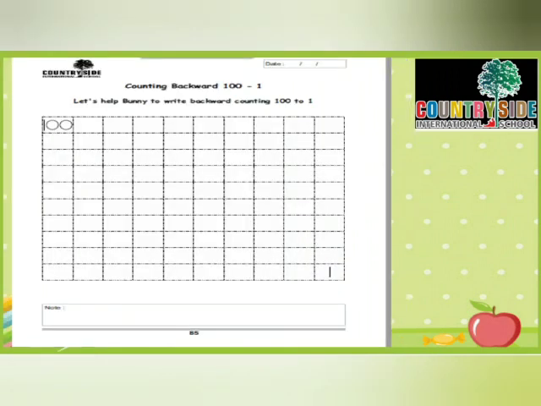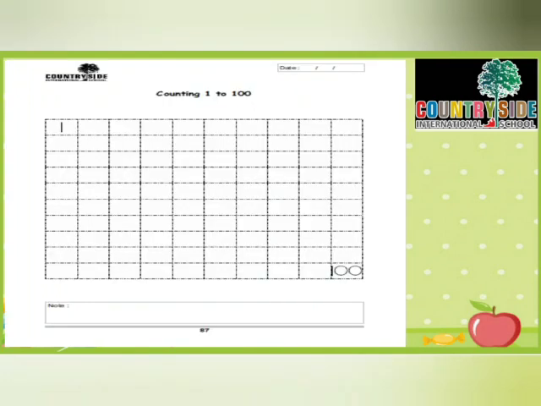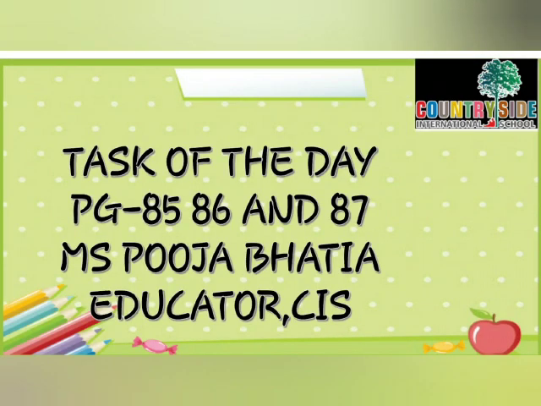Now next page is 85. Backward counting 100 to 1. This is your task of the day. You have to write backward counting from 100 to 1. Next is page number 86. This is also your task of the day. We have already done this, right? And page number 87. It is counting from 1 to 100. So today ma'am has given you 3 pages, right? Task of the day, page number 85, 86 and 87.